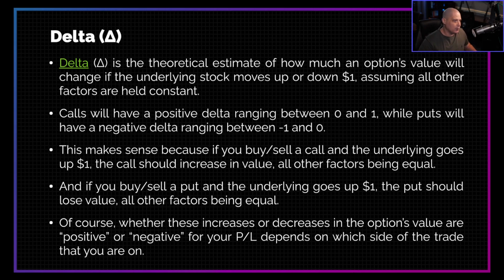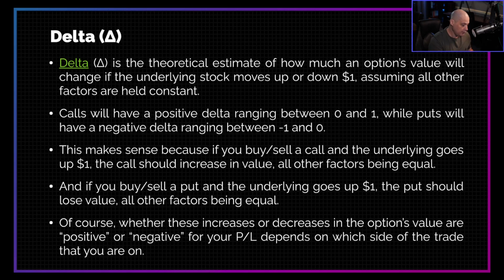So let's define delta. What do we mean when we talk about delta? Well, delta is the theoretical estimate of how much an option's value will change if the underlying stock moves up or down by $1, assuming all other factors are held constant. Calls have a positive delta ranging from 0 to 1, while puts have a negative delta ranging from -1 to 0.